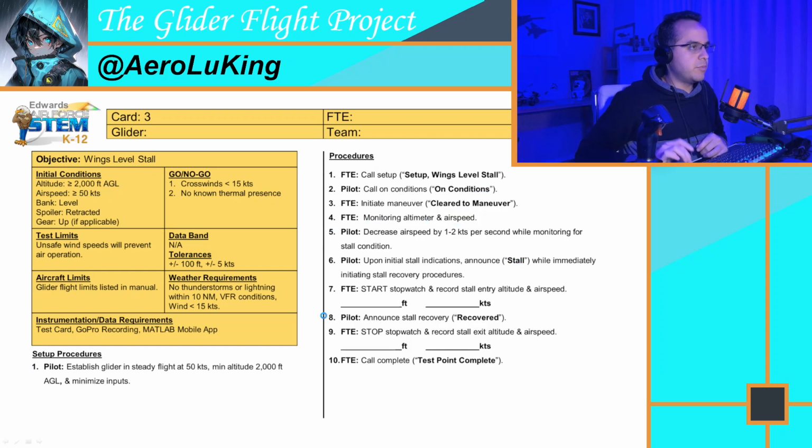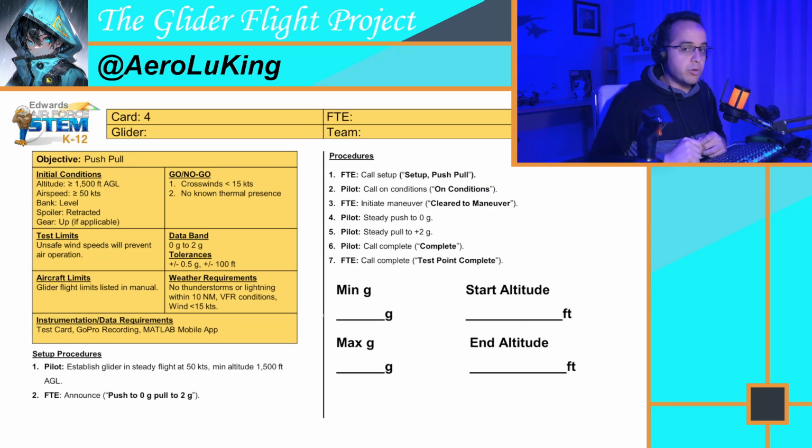Okay, moving on. Card 4, this is a push-pull. A push-pull is pretty much, and I'll show you later on also with a simulator in different videos, having the aircraft kind of dip out and then come back up. So for that, again, in this case, your data band, you're expecting to feel between 0 and 2 times G.